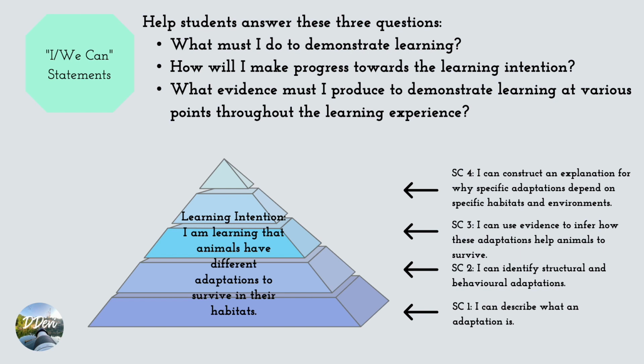Here is a primary science example. Each of the success criteria progressively helps students towards the learning intention, which is to show that they have learned about different adaptations that animals have to survive in their habitats.